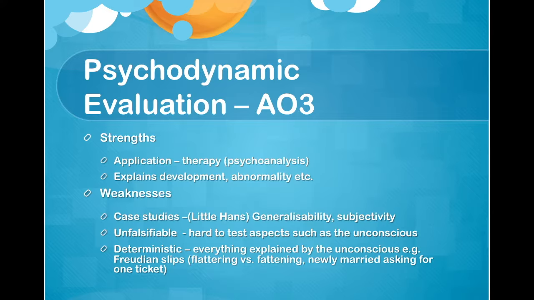Examples that they've used are maybe a newly married man going to buy bus tickets for him and his wife, and he asked for one ticket. So that might just be an honest mistake. The guy's not used to buying 2 tickets. But according to psychodynamic psychologists, well, that means he doesn't want to be in the marriage because he's forgotten his wife. So that's the issue. You can't test it. It takes away free will. There's the determinism element there.